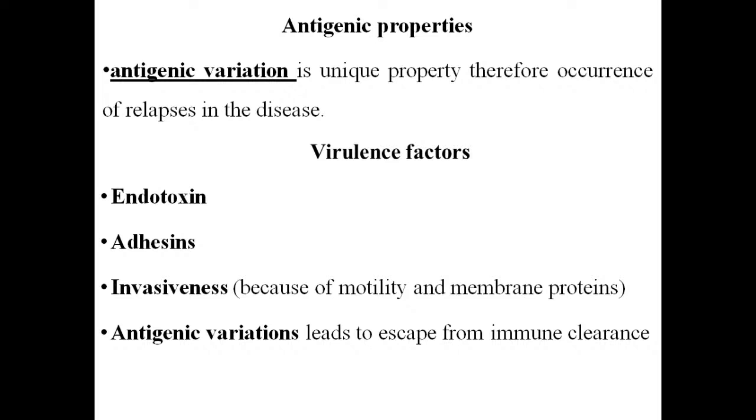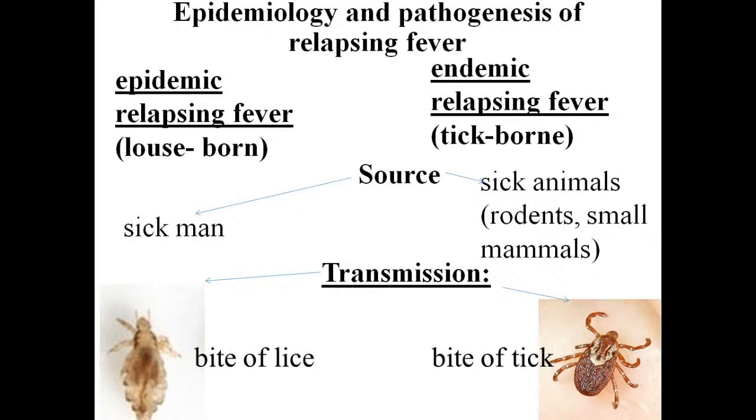Invasiveness is another one. Invasiveness is the ability to enter the human tissues. Invasiveness occurs because of motility of bacteria. They are very motile, so it provides invasiveness, and surface membrane proteins. And antigenic variation that I have just said is also a virulence factor, and it leads to escape from immune clearance, from immune response, because the immune system is not able to produce memory cells and lifelong immunity.